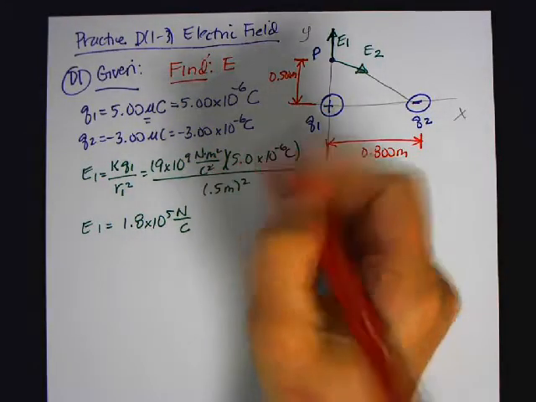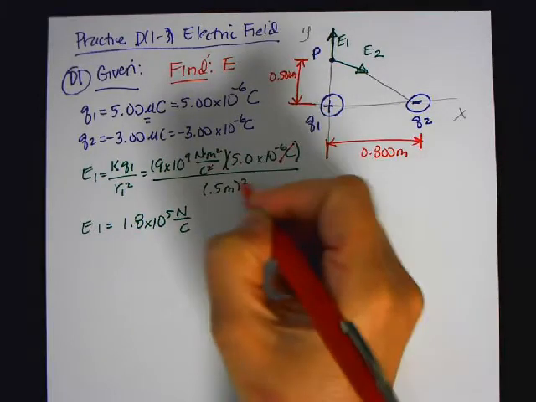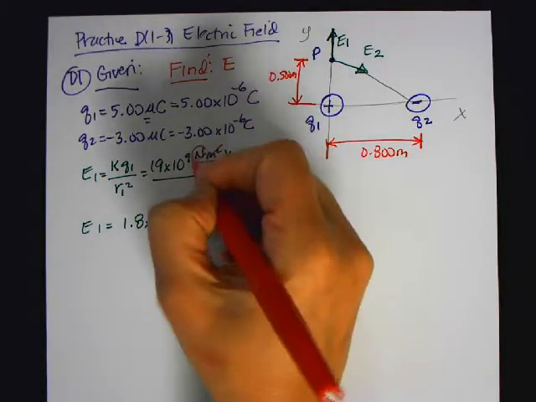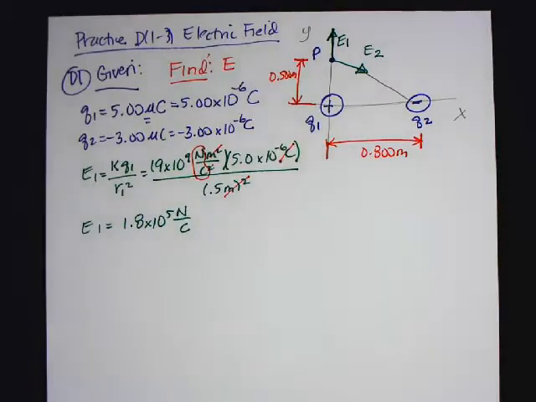If I look at my units here, I would see that this coulomb cancels with that one. Here I have meter squared, so that cancels with that. So I end up with a newton per coulomb. So that's my unit for electric field. So this is E1.